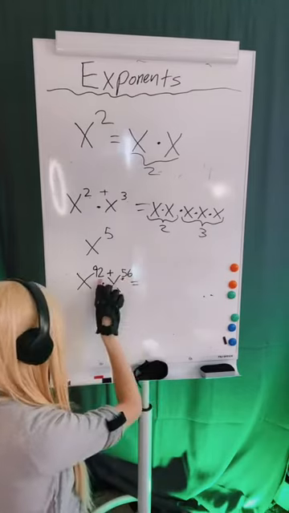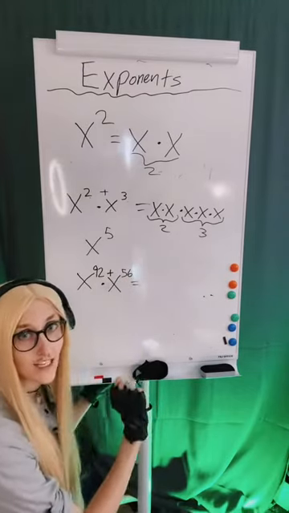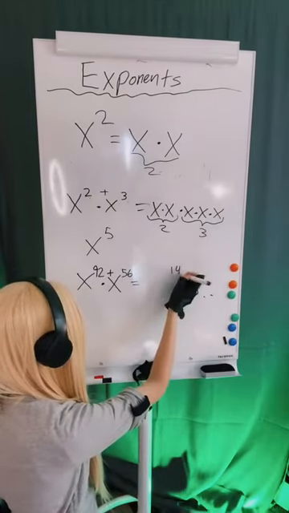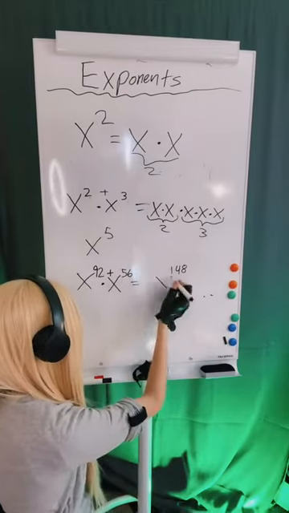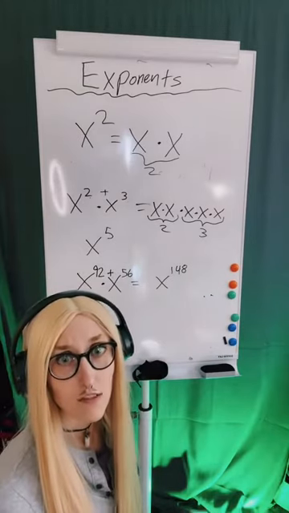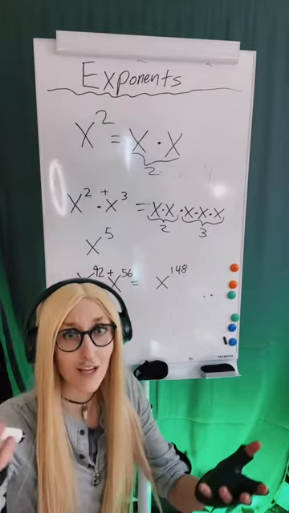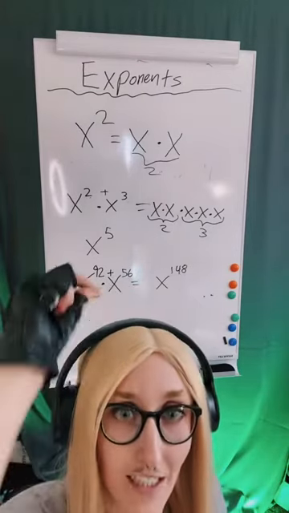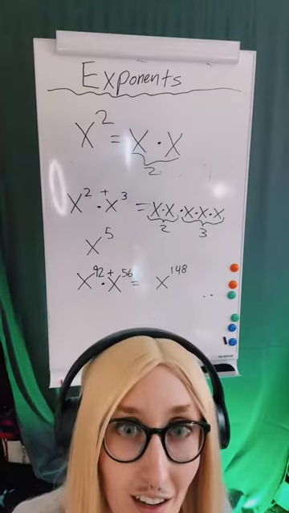It's 148, and you guys got that by just adding 92 plus 56. 92 plus 56 is 148. We have 148 x's. That's too many x's. But look what you did. Those are some huge numbers, and you did that so fast, right?